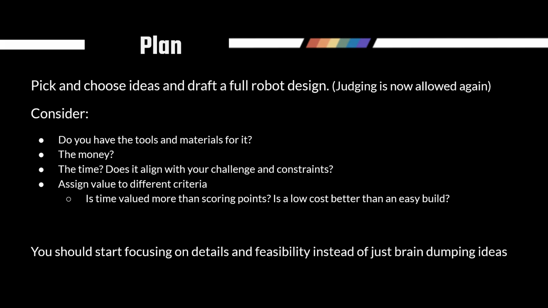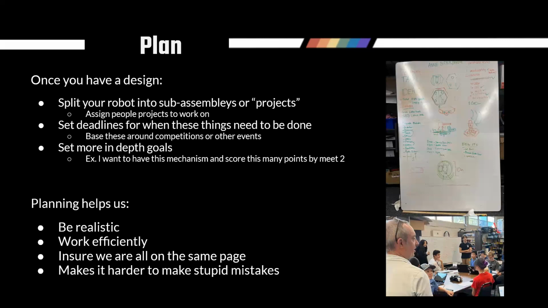And so once you have these designs, you probably want to start splitting your robot into sub-assemblies or projects. You want to assign people to work on these. So right now I was working on odometry, and that was my project. And we had other kids working on hanging, and that was their project. And this helps you not overlap or conflict with each other, and everybody knows what they're doing. No one's doing nothing. You want to set deadlines for when these things need to be done.